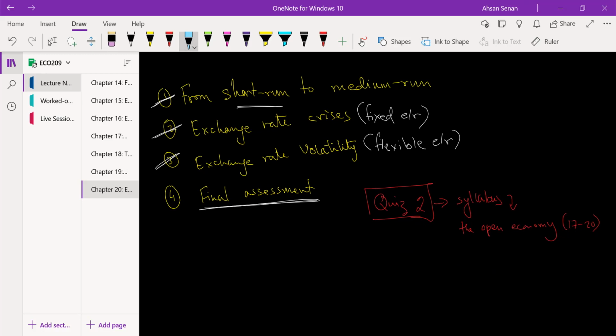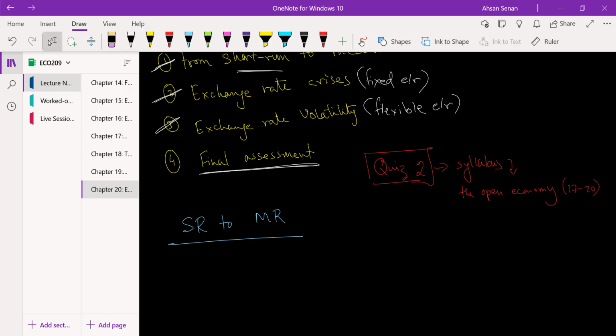So what we are going to do is talk about moving from the short run to the medium run. Okay. So remember what we have already learned in Eco 207, specifically in chapter 3, 4, 5, and 6, which were the short run chapters of the same book, is that in the short run, our assumption is that price is fixed. By price, of course, I mean the price index, which is fixed. It's not going to move around.